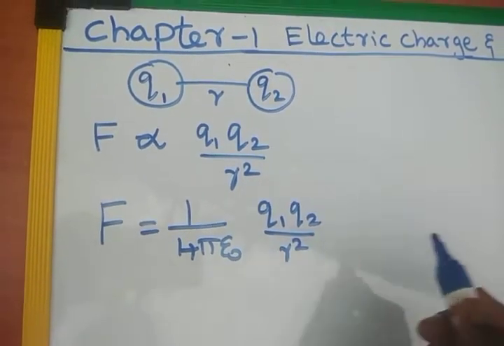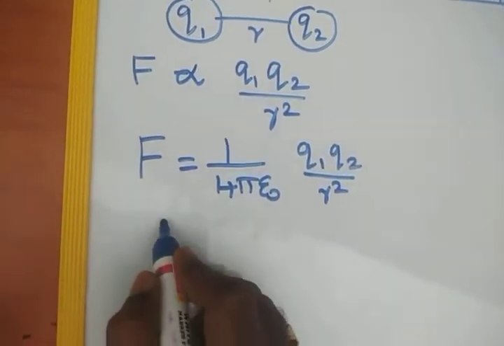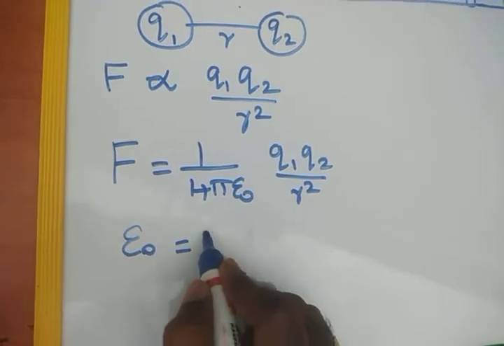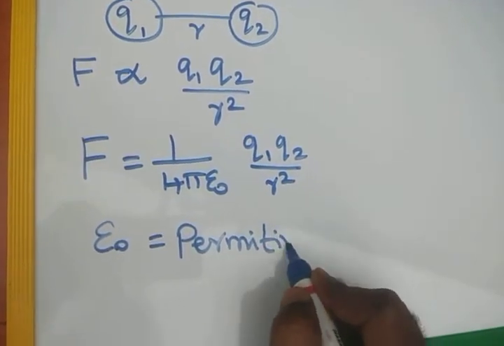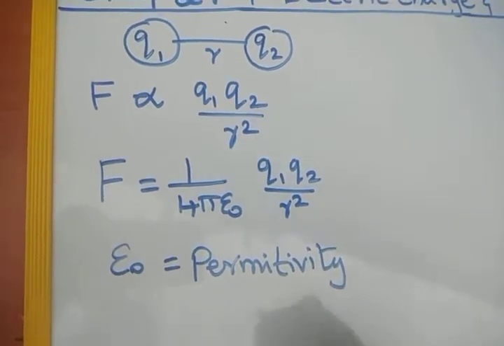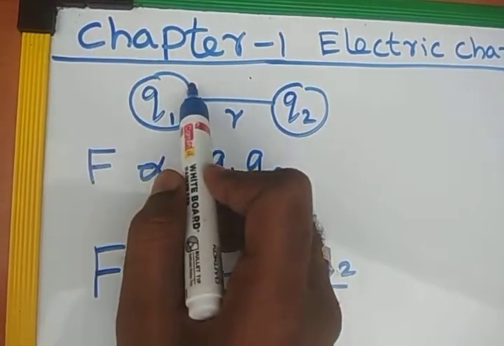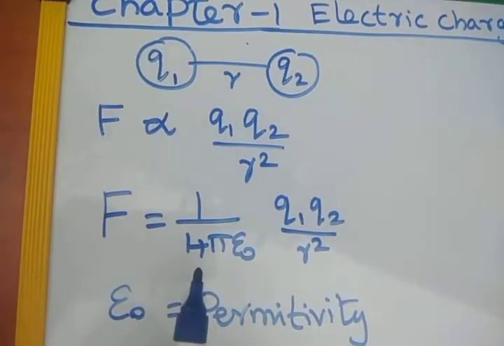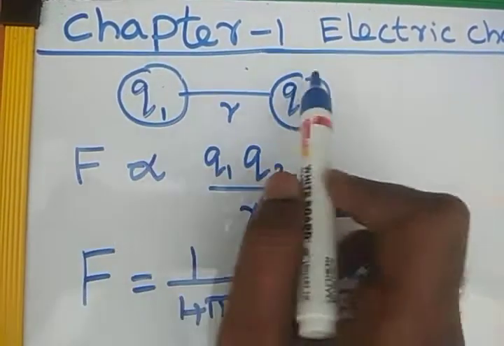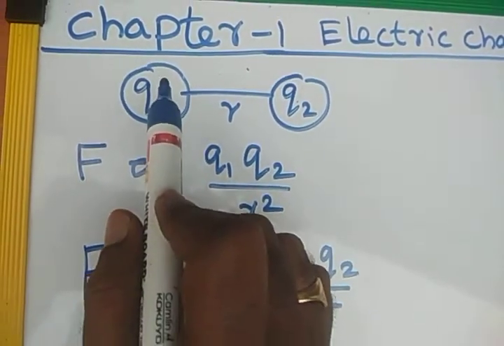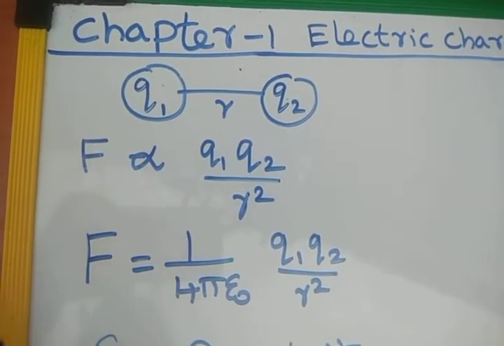Dear students, these are all things we already learned. Why does epsilon naught come here? This epsilon naught is the permittivity. Permittivity is a constant, a physical term which describes the electrical property of the medium between the charges Q1 and Q2. If the medium between Q1 and Q2 does not allow the electric field lines to pass through, then definitely no force will take place between these two charges.